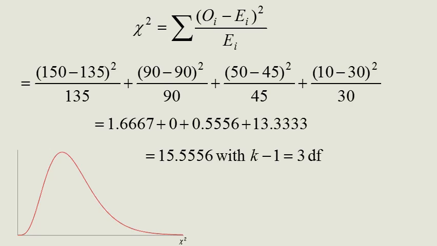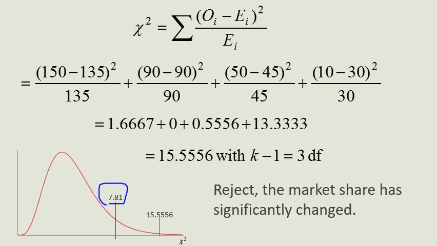Let's look at the chi-square distribution with 3 degrees of freedom. Much like ANOVA, this test is always one tail, right tail. So with 5% level, the critical value for rejection is the point that has an area of 0.05 to the right of it. And with 3 degrees of freedom, that critical value is 7.81. Our chi-square value of 15.5 is beyond the critical value, so we would reject the null hypothesis and conclude that the market share for fast food has changed.